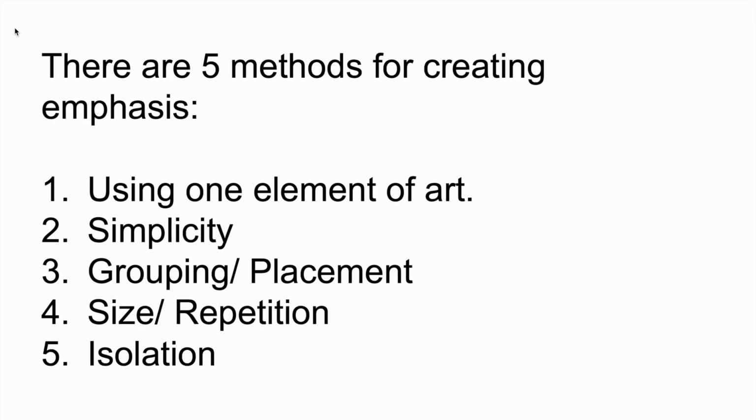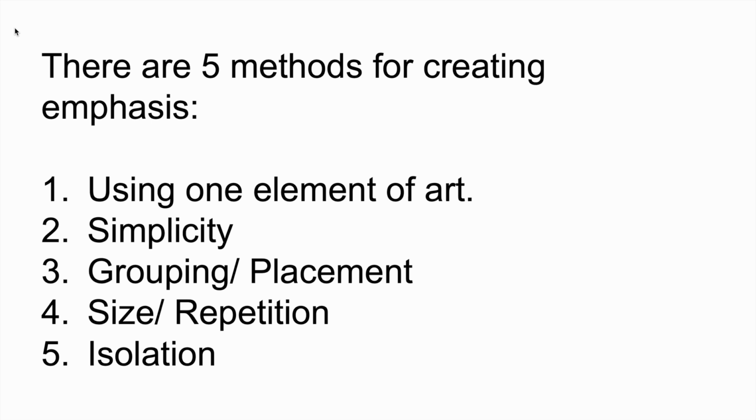So there are 5 methods for creating emphasis, and one is using elements of art. And remember, the elements of art, they're line, shape, color, value, texture, space. But there's other ways. There's also simplicity. There's grouping and placement. There's size and repetition, and there's isolation. So we're going to go through each of these methods and kind of show visuals for each one.